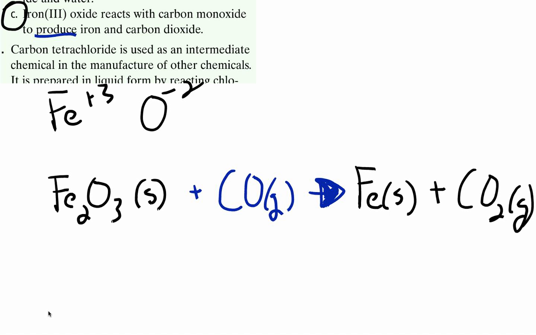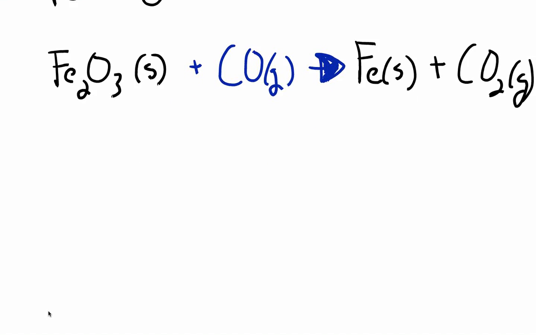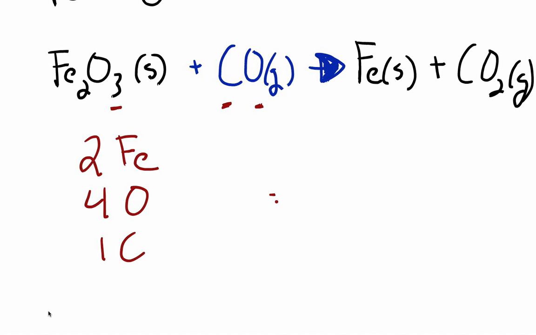Now, we've written out our formula. We have our state symbols. Now we need to balance. So what we're going to do is just do an accounting of what we have on each side. On my reactant side, I have 2 irons. I have 3 plus 1, so 4 oxygens to start with, and I have 1 carbon. On my product side, I have 1 iron, so that's the first thing I might want to work on, 1 carbon, and 2 oxygens.